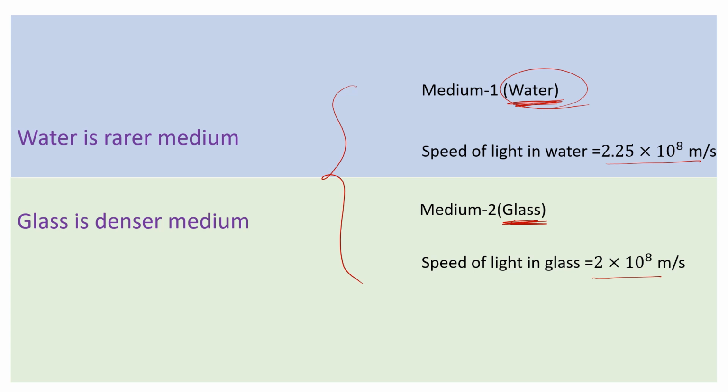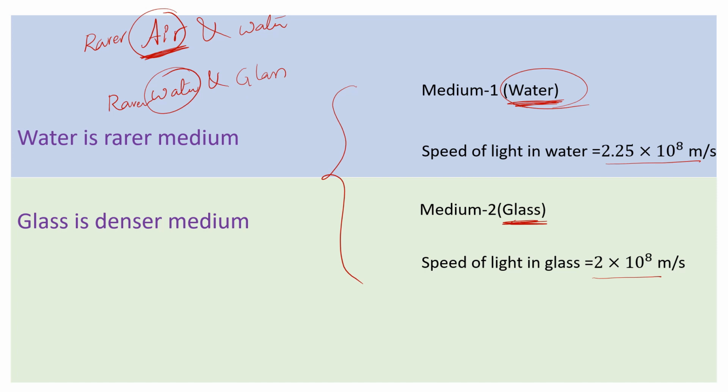We have seen in the previous example, air and water, we got air as the rarer medium. Now we have taken water and glass. This time the water is rarer. But air is always rarer. This is the point we have to remember: air or vacuum, we always consider as the rarer medium.